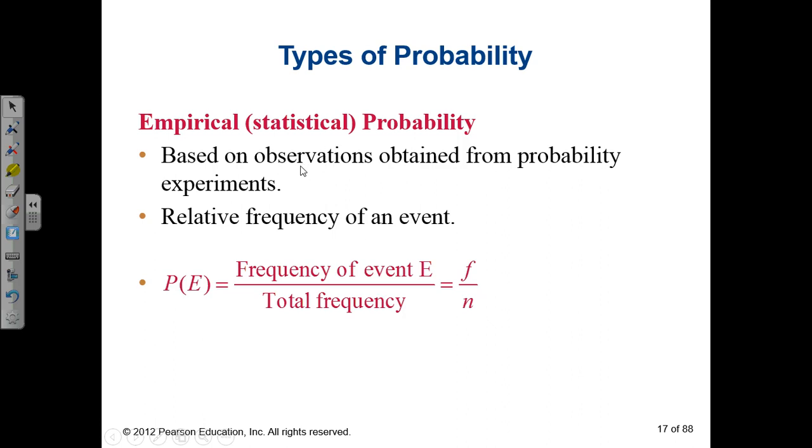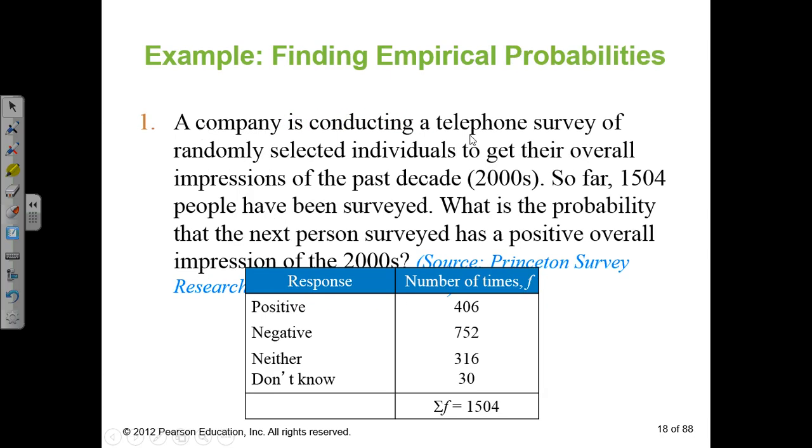You'd probably get on the internet and have to observe how many people got hit by lightning, the frequency of the event E, and the total frequency would be the population of Florida, and that would give you the probability of getting hit by lightning in the state of Florida, done empirically. Now, here's an example of empirical probability.